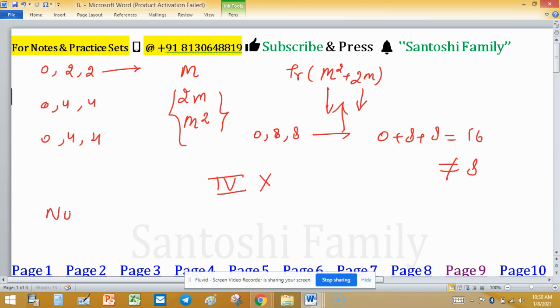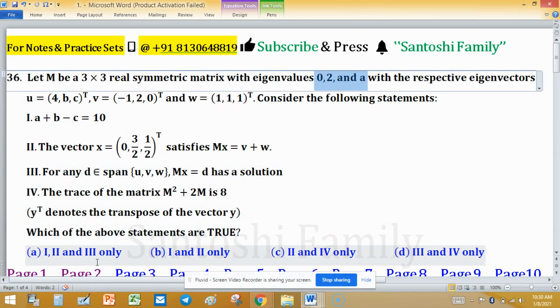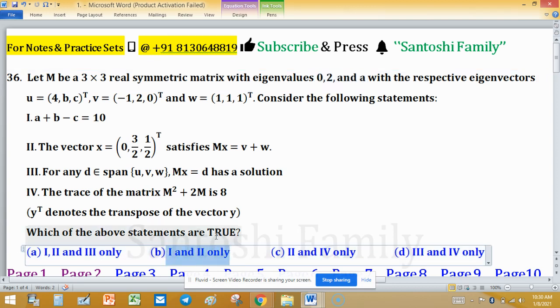Now my true statements are first, second is also true, and the third statement is false, and the fourth statement is also false. So which option is giving the information about true statements 1 and 2? That will be our right choice. Statements 1 and 2 are the only true ones. Option B is giving the information about the true statements. So option B is our right choice.